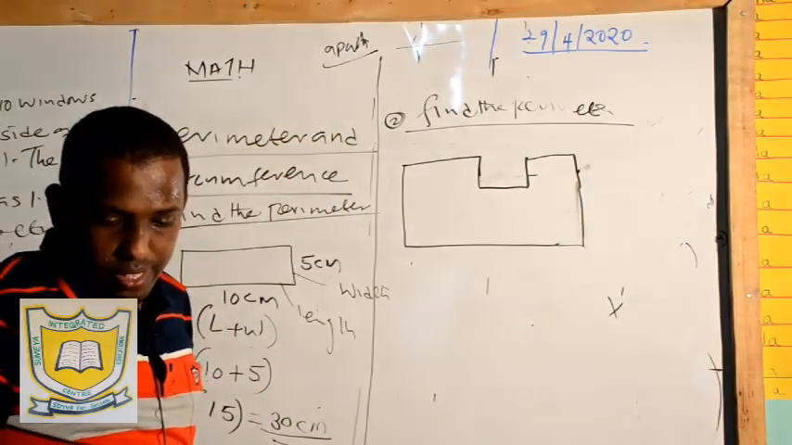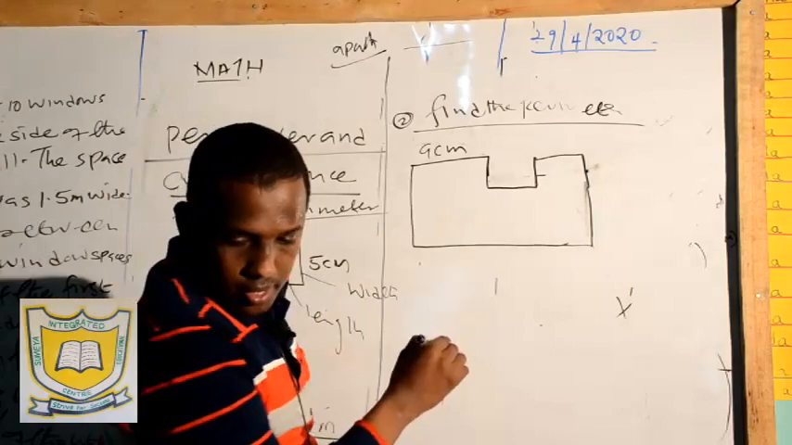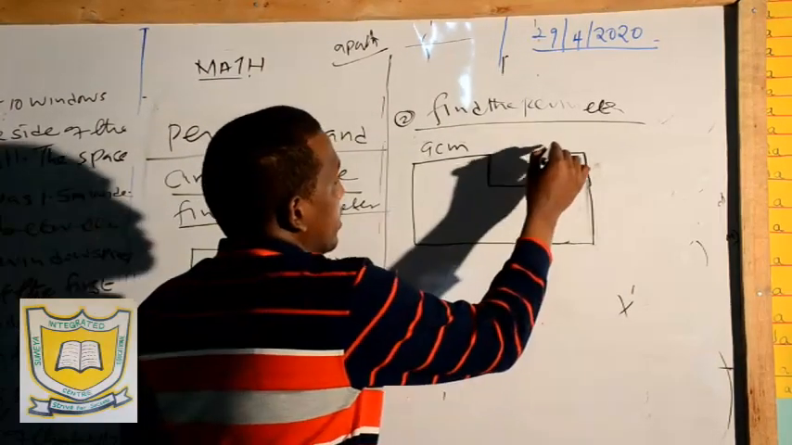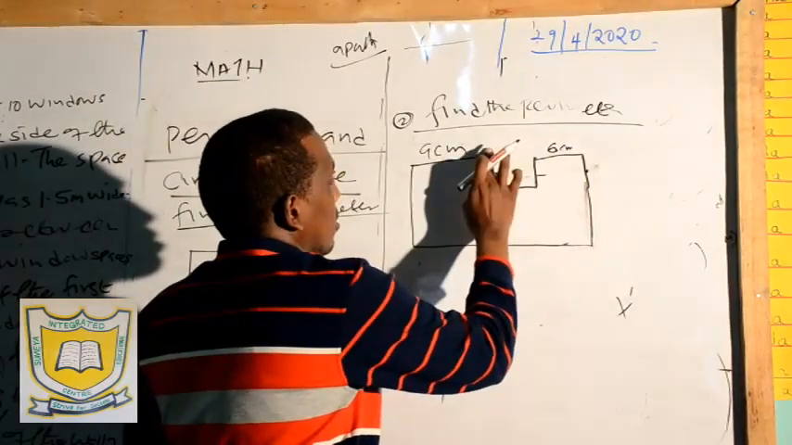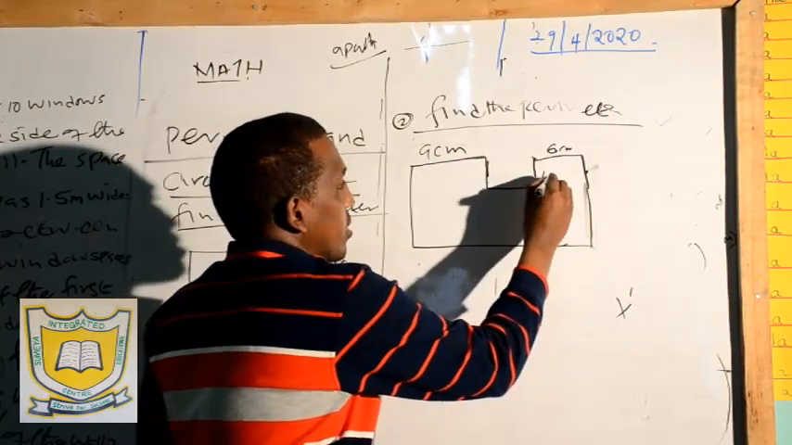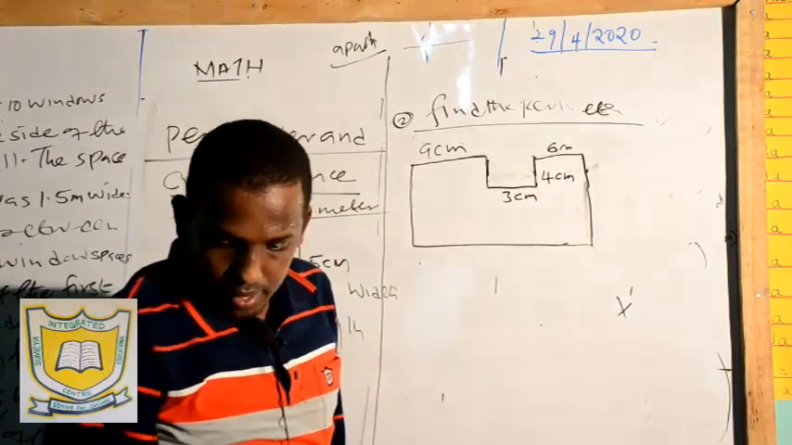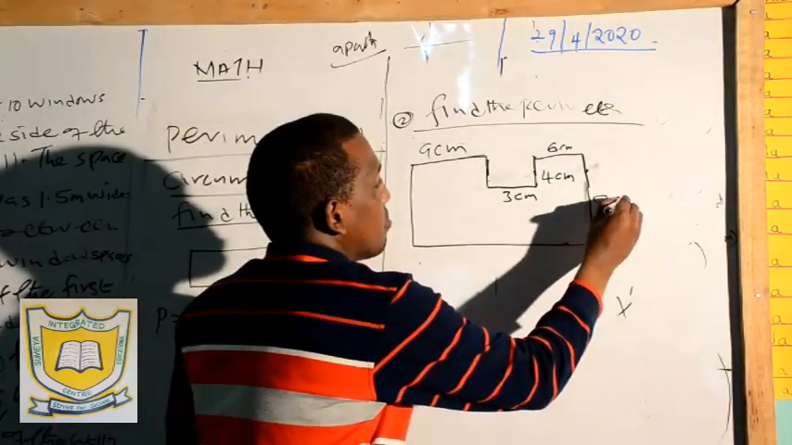This is the figure now. They say to find the perimeter. So here you are given 9 centimeter. You are given here 6 centimeter. Here it's 6 centimeter. Then here is 4 centimeter. And here is 3 centimeter. And here is 8 centimeter.